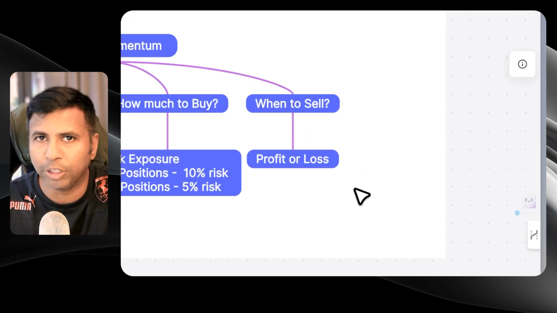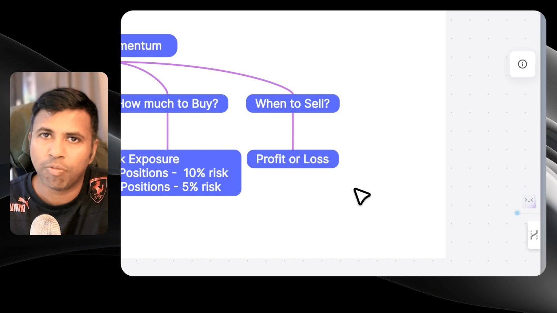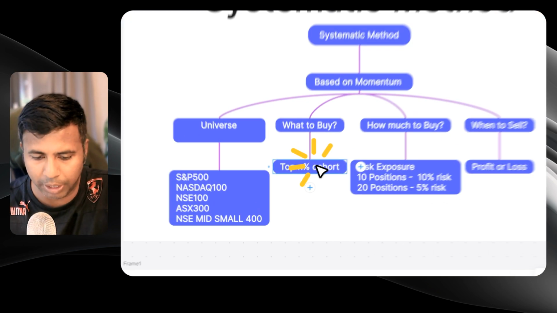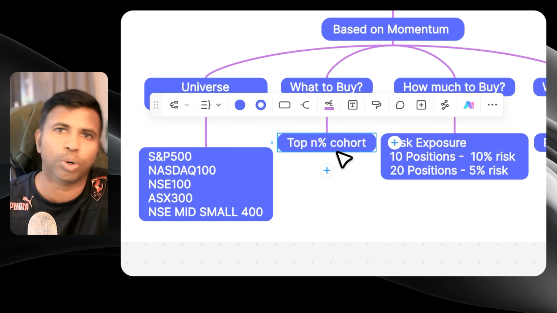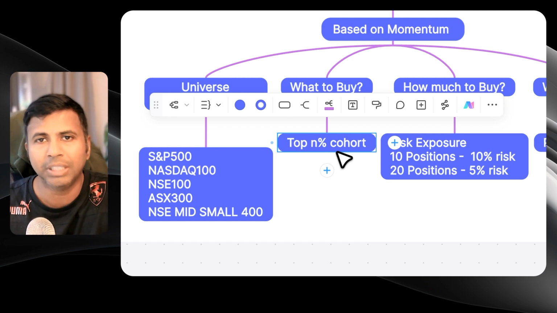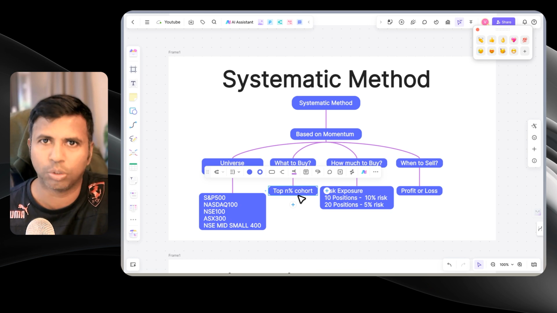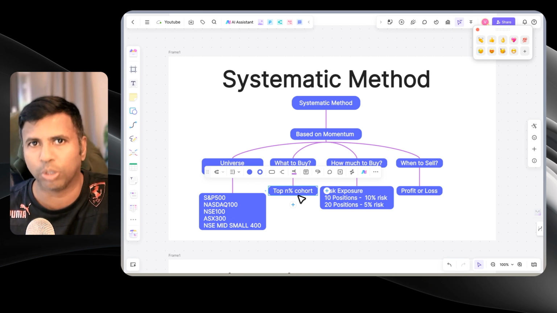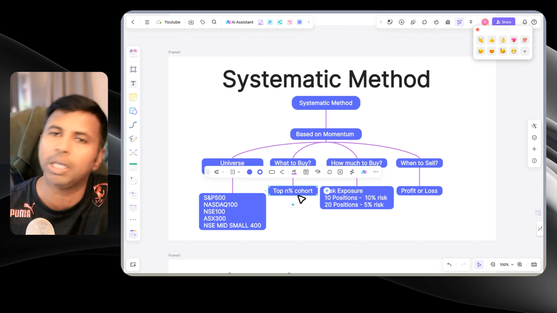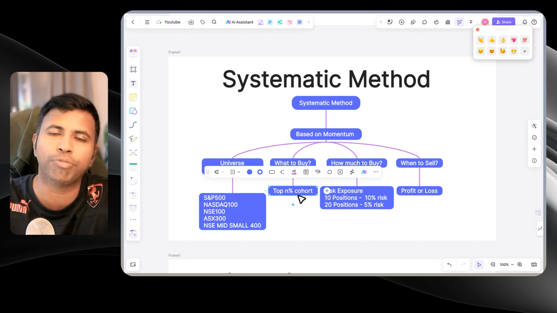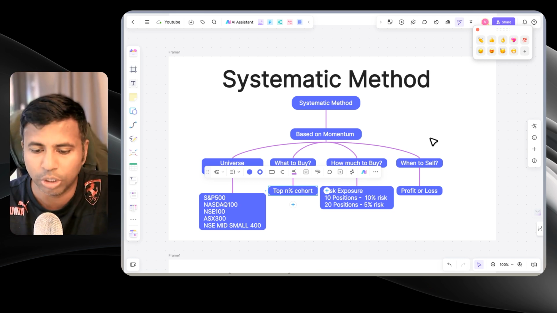And these are also based on rules. So when there is a lack of momentum, or when the stock exits from the cohort of top n%, like the 1% cohort or 2% cohort, it means it's no longer the strongest moving stock. So you tend to exit that and then redeploy that money in another stock which has entered that cohort of strongest momentum stocks. So this is how.